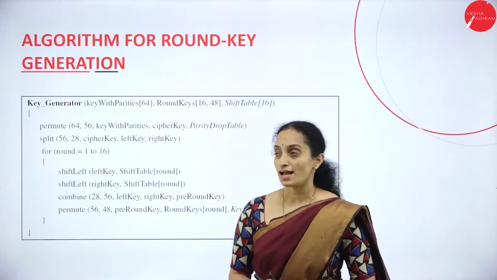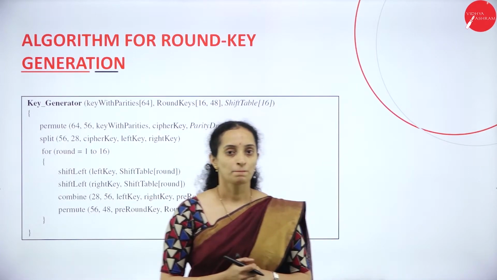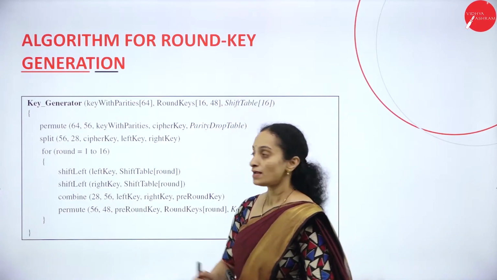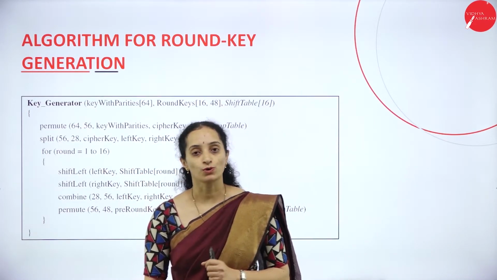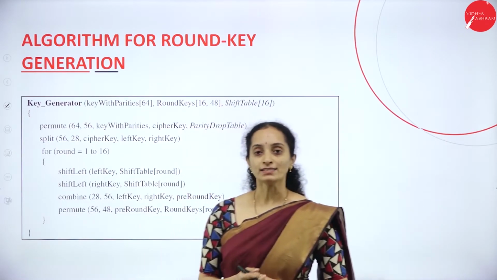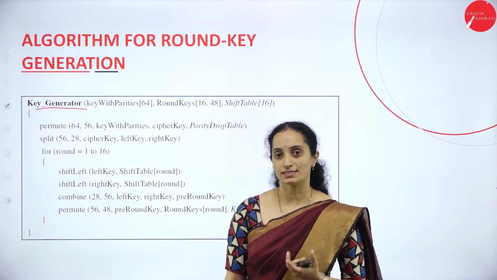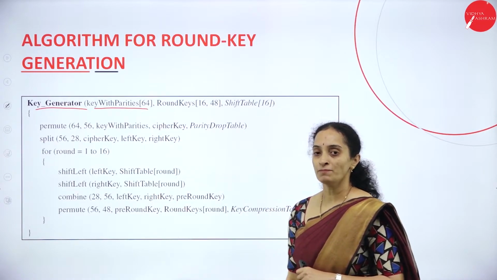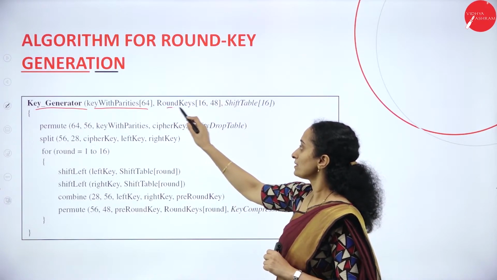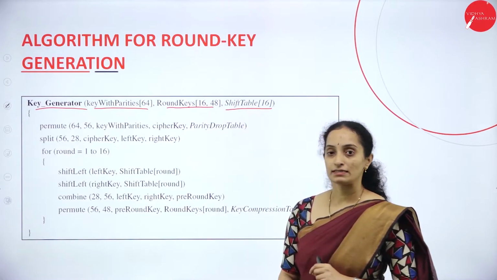Alright. In the last session, we studied the algorithm for the DES function, isn't it? How does the DES function happen? Now we have the algorithm or pseudocode for round key generation, which has two functions. The main function is the key generator, which has the input variables: key with parities, 64 bits, round keys of 48 bits, and shift table.